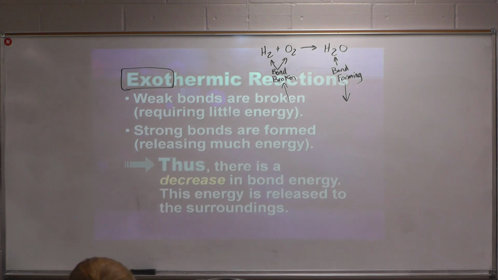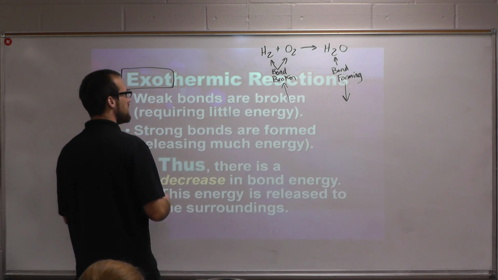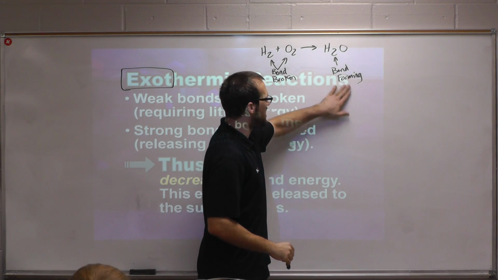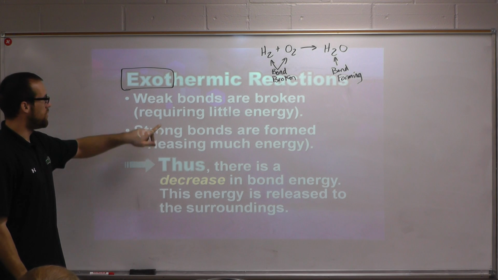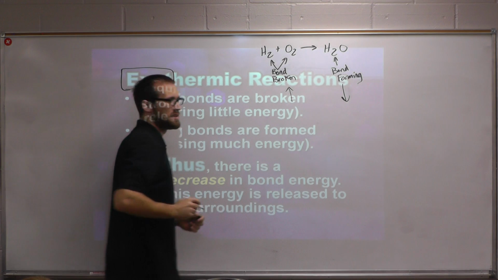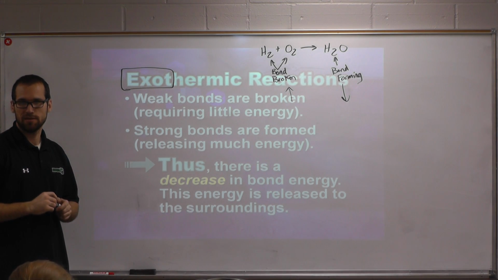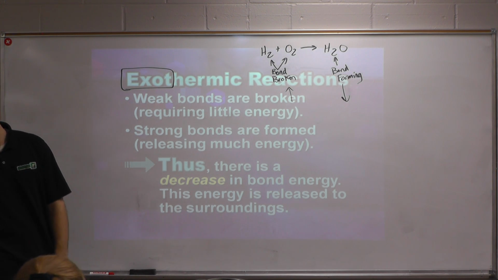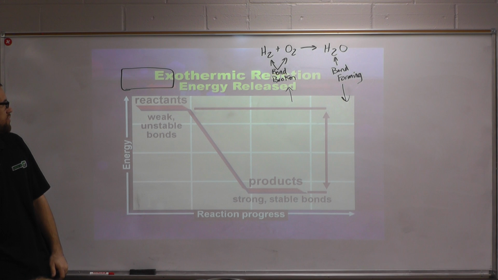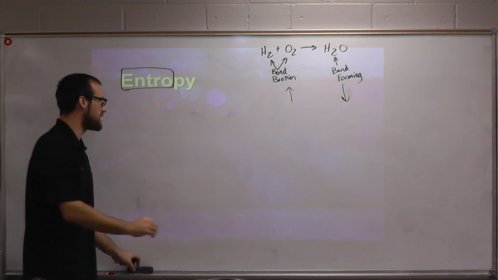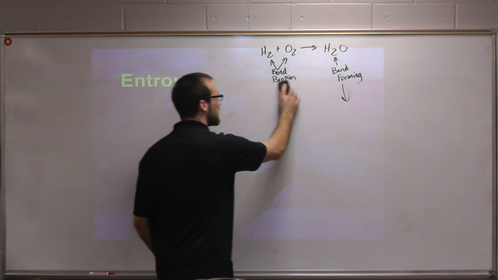Okay, exo is the opposite. These are weak bonds. And my products are strong bonds. So, weak bonds don't take a lot of energy, so little goes in and a lot goes out, giving us an exothermic reaction. More leaving than coming in. And we look at this little energy diagram.